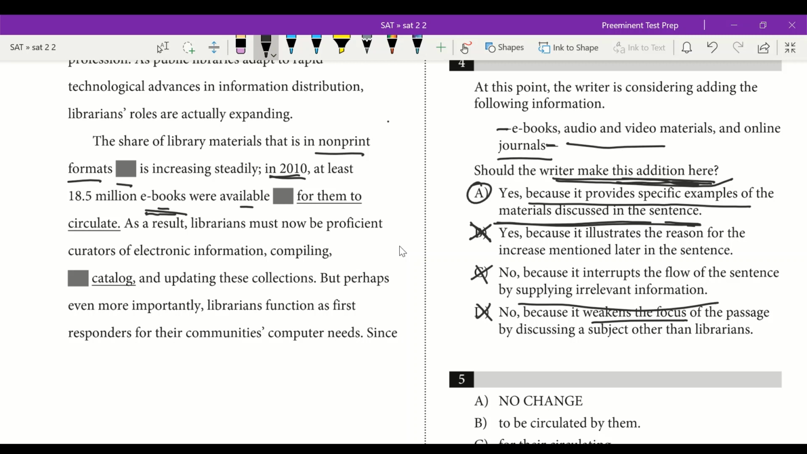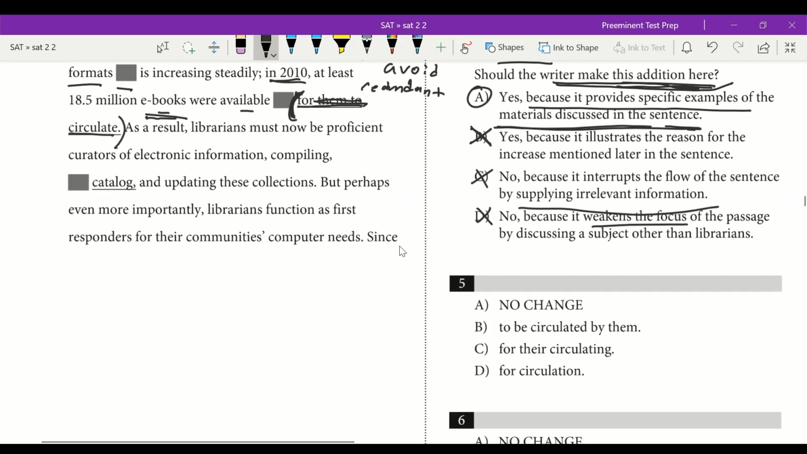But if we were to think about this, this is kind of a long way to say that these ebooks are just getting circulated, right? So if we were to read this, and we got to here, where I'm doing this little parentheses, what would we think would come next? Because a lot of times what we think would come next naturally is going to be our answer. So let's go ahead and read through. At least 18.5 million ebooks were available for them to circulate or for circulation. We don't need them to circulate, right? That's unnecessary and that's redundant because we already know we're talking about librarians, right? And we want to avoid redundancy.